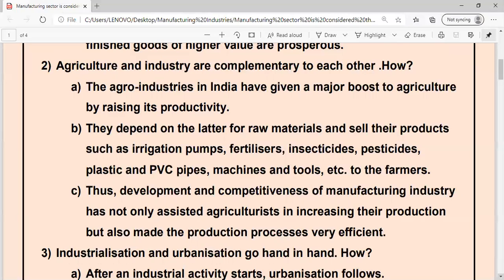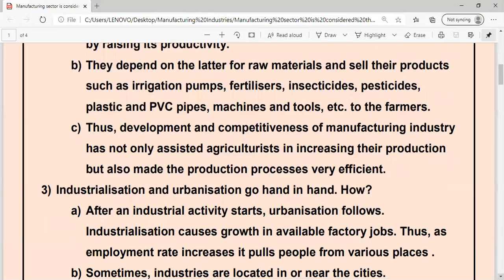And the development and competitiveness of manufacturing industry helped agriculturists in increasing their production, and because of that the production process became very effective or very efficient with the help of all these inputs, with the help of the PVC pipe, with the help of machine tools, etc.